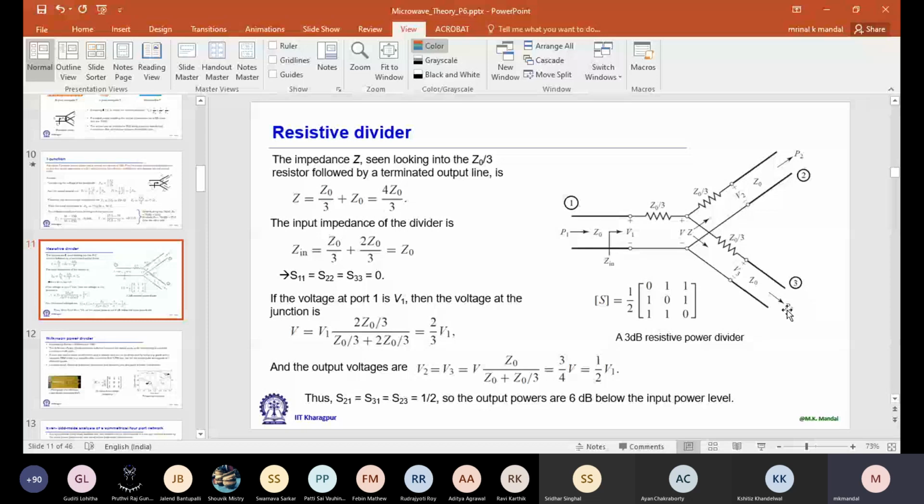But here you are actually wasting power. Almost 50% of power is wasted. So practically it is not a good idea or popular design for microwave power.